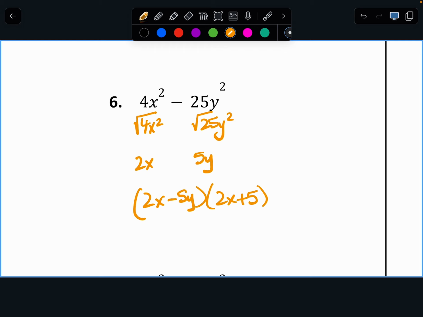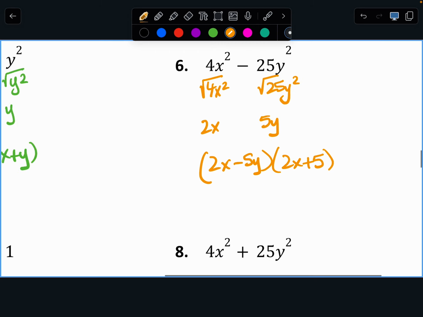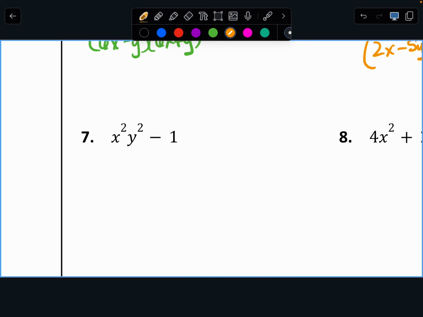That's what we're trying to figure out. Does that one look worse? Number 7, does that look worse than the ones we've done so far? Why? Because there's 2, but they're both squared, right? So what's the square root of x squared? X, and the square root of y squared? Y. And then 1 is a perfect square. Don't forget that 1 is a perfect square. 1 times 1 is 1. So then the square root of 1 is 1.